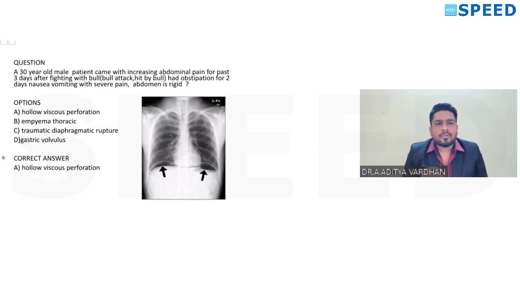Now let's get to the third question. A 30-year-old male patient came with increasing abdominal pain for the past 3 days, after fighting with a bull, a bull attack or hit by a bull, had obstipation for 2 days. Nausea, vomiting with severe pain, abdomen appears to be rigid. A chest X-ray radiograph is given and they have given you 4 options. Which is the correct answer?